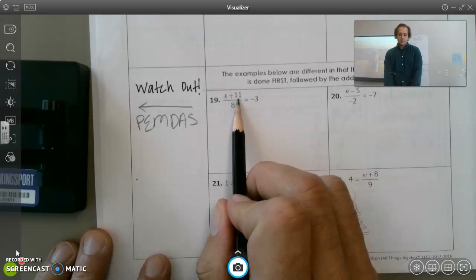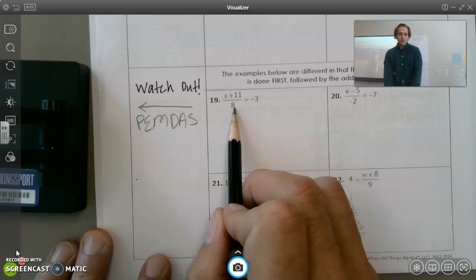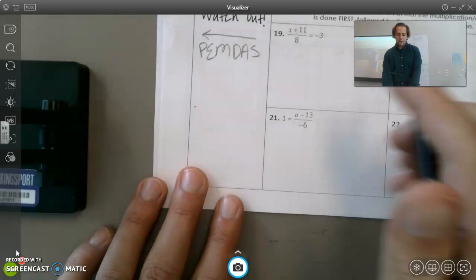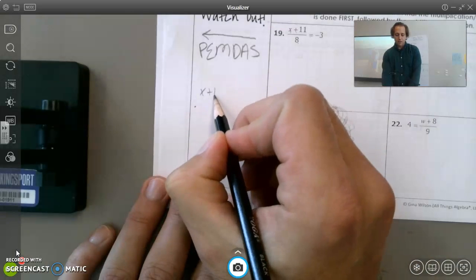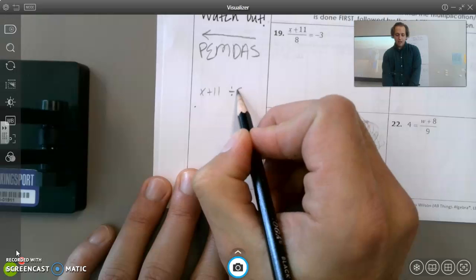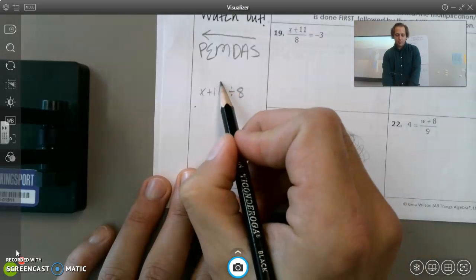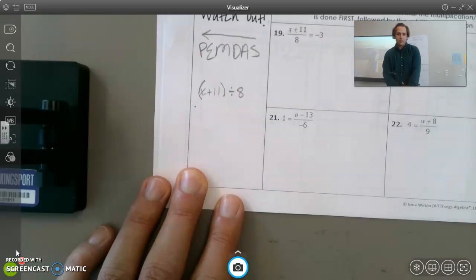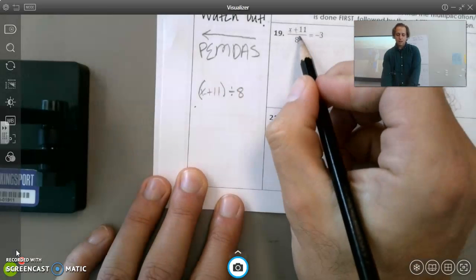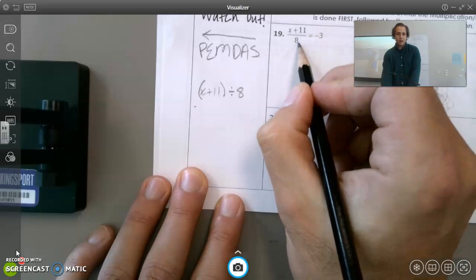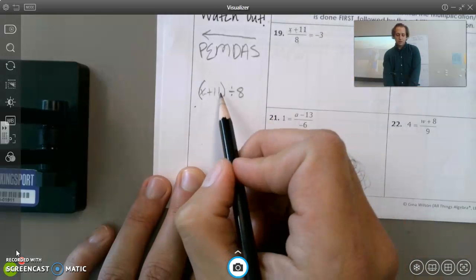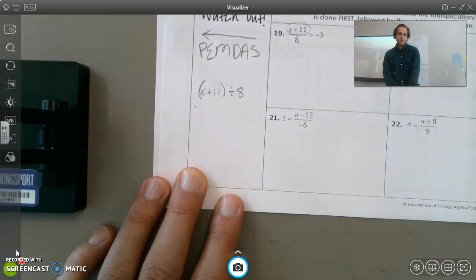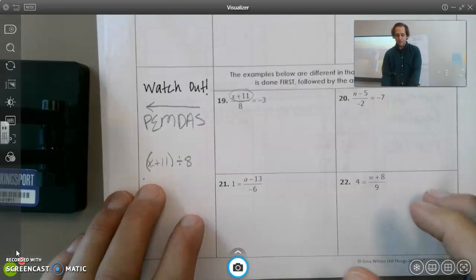Because this is x plus 11 divided by 8, I want you to see that that's the same as, and we're not going to solve it like this, but that is the same as (x plus 11) divided by 8, right? I would have to have parentheses here to show that I'm dividing all of this by 8, right? So now I've got this rational expression of x plus 11 over 8. Well, I have to treat this like it's in parentheses. I have to treat it as a group.